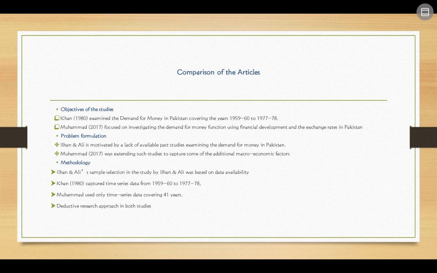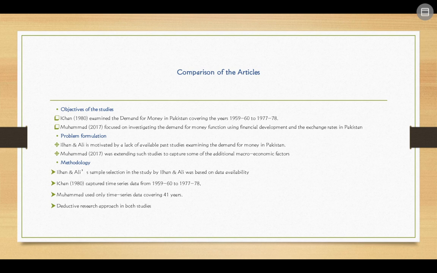The comparison of the articles. Well, the first one, Khan's 1980s, examined the demand for money in Pakistan, covering the years from 1959-60 to 1977-78. The independent variables in this study are income, the interest rate on time deposits, and the inflation rate. On the other hand, the study by Muhammad 2017 focused on investigating the demand for money function using financial development and the exchange rate in Pakistan.